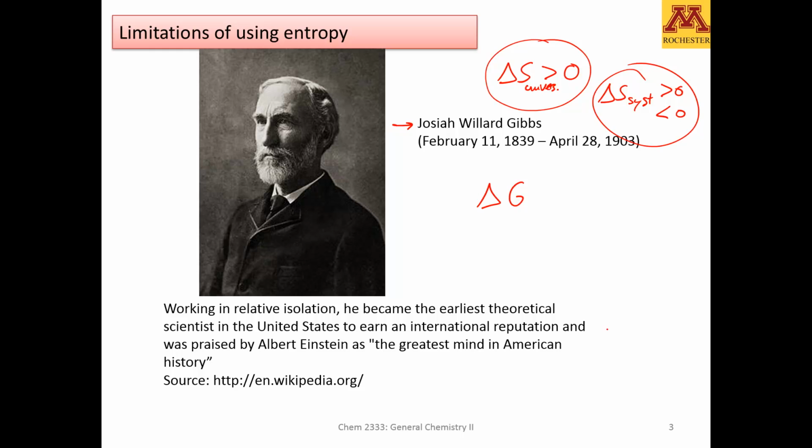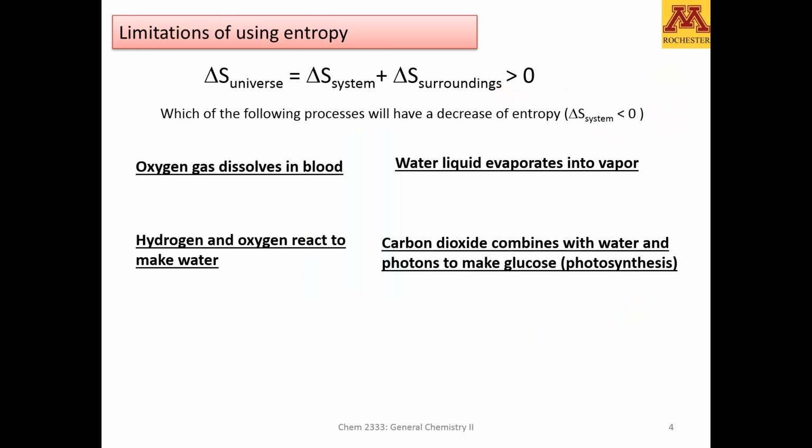So we will try to explain why this new variable is needed for spontaneity and why it's not convenient to keep using entropy to decide if a reaction or a change is going to move forward or not. So let's study, for example, these three cases, and we will see how entropy changes in these cases.